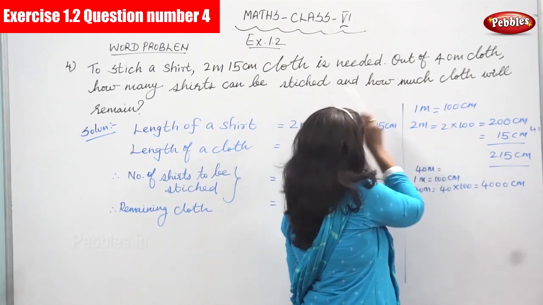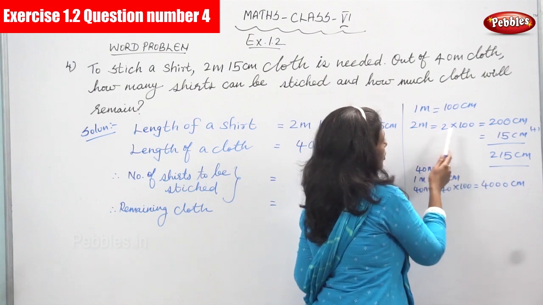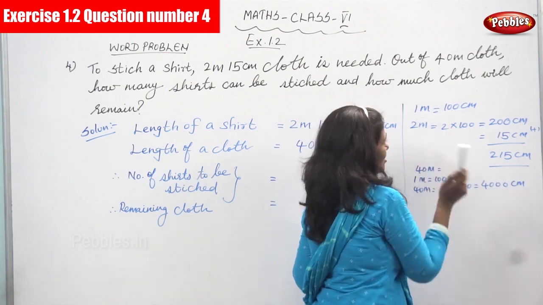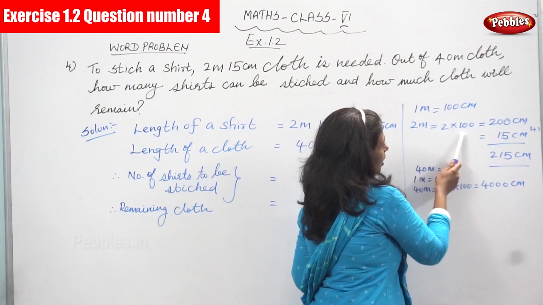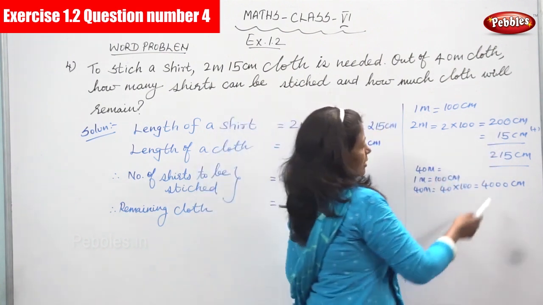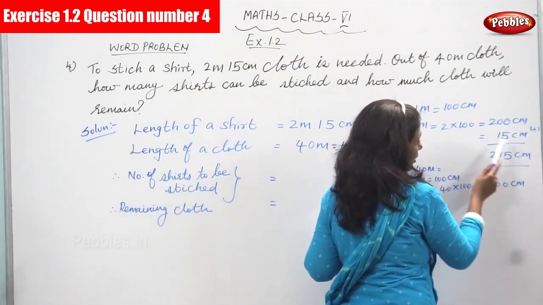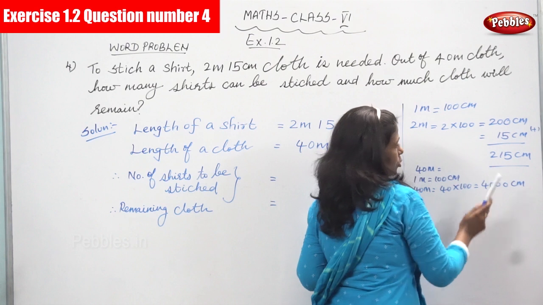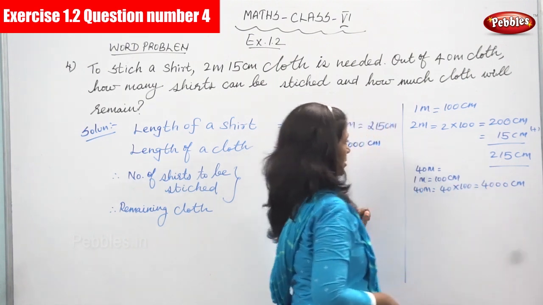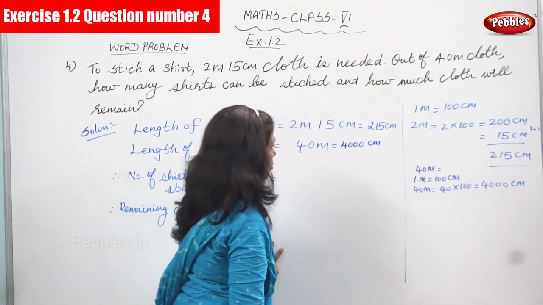You convert 2 meters into centimeters. So 2 into 100, because 1 meter is equal to 100 centimeter. 2 meter means 2 into 100, you get 200 centimeter. Already 15 is also in centimeter, so you have to add that. 200 centimeter plus 15 centimeter, if you add together, you will get 215 centimeter.